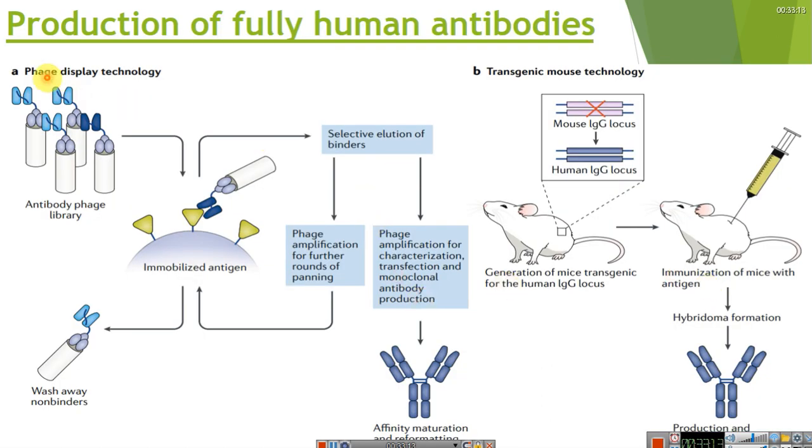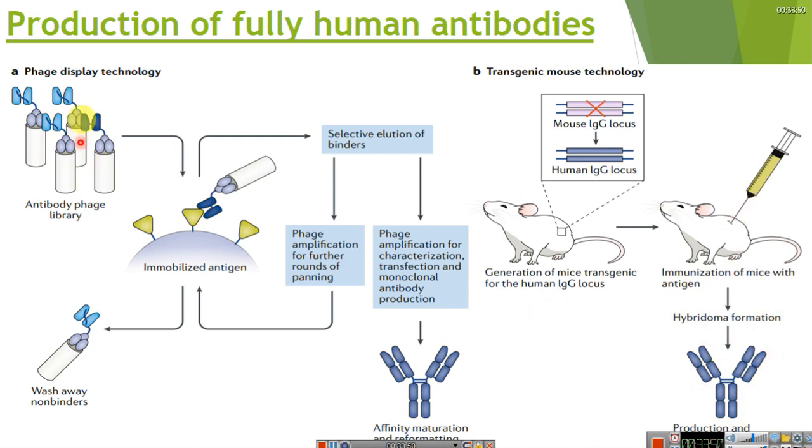So what do we do? There are two ways to produce fully human antibodies. One way we just discussed: the mouse Ig locus is replaced by the human Ig locus. So there won't be any mouse Ig locus, but the regulatory sequences and promoters and other things are of mouse origin only. Then we immunize the mice, and whatever antibodies are produced will be of human origin. So this way we can purify human monoclonal antibodies for a particular antigen.